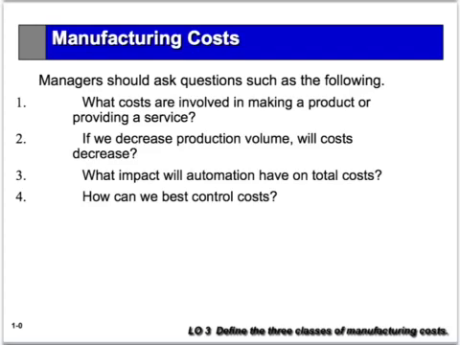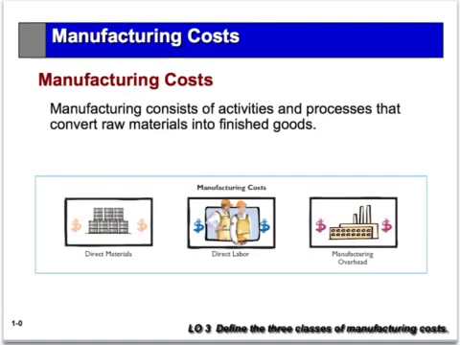In short, a manager needs to know the cost for all the activities under his or her control. For example, the cost to manufacture a product. These costs can be categorized into three different categories: 1, direct materials; 2, direct labor; and 3, manufacturing overhead. These are all the manufacturing costs that are incurred to produce your product.